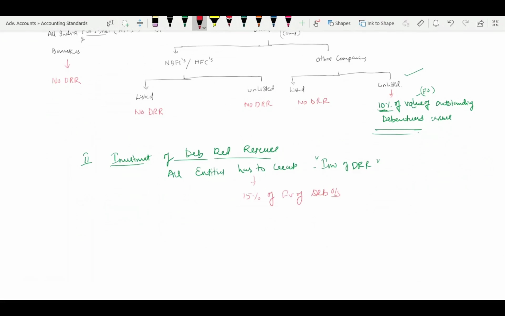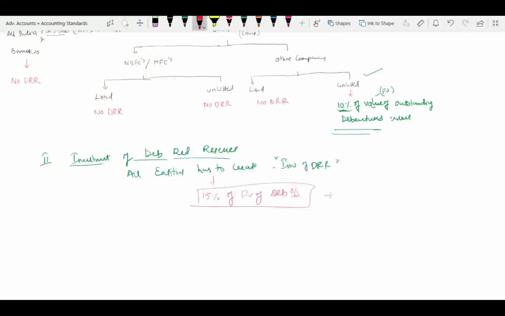Face value of debentures outstanding, or which you are going to withdraw. So equal to that 15% you are supposed to invest in DRI. If you are issuing debentures today, at least this 15% you have to invest by the end of 30th day of April. That means 30th April every year. If you are investing before 30th April of this year, it will be very good.